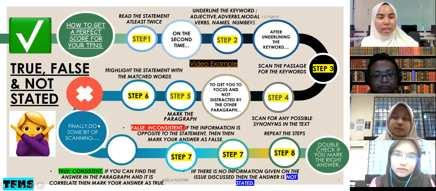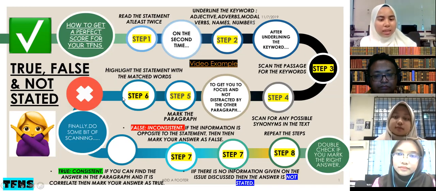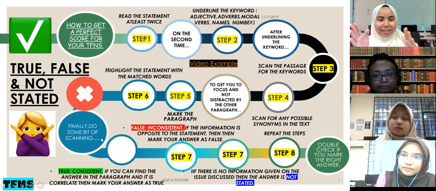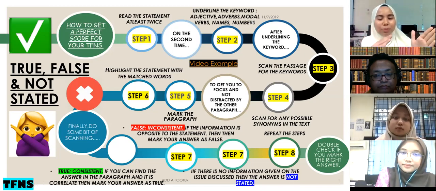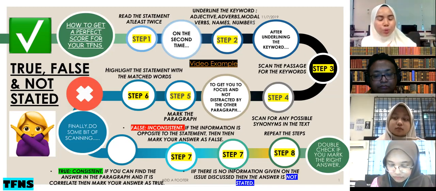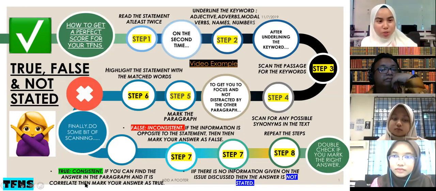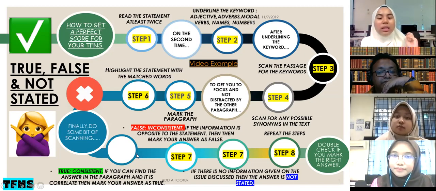After that, you have to do some scanning. If your answer is consistent with what is stated in the paragraph, then it means that it is true. What I mean by consistent is that if you can find the answer in the paragraph and it correlates, then mark your answer as true. But if the information is opposite to the statement, then you have to mark your answer as false.